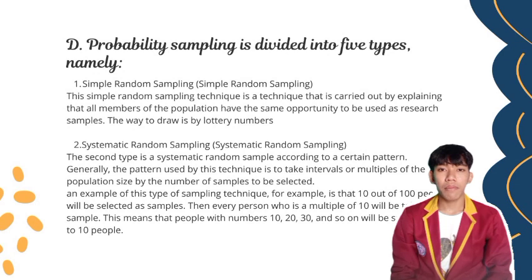Probability sampling is divided into five types. One, simple random sampling. The simple random sampling technique is a technique carried out by assuming that all members of the population have the same opportunity to be used as research samples. The way to do it is by lottery number.